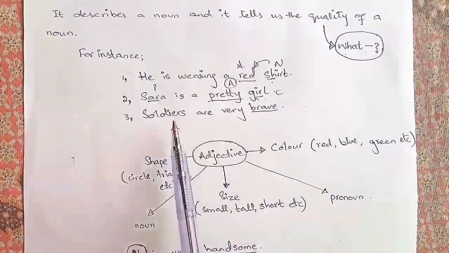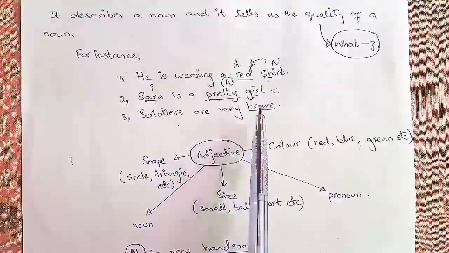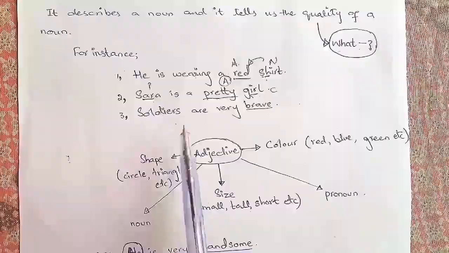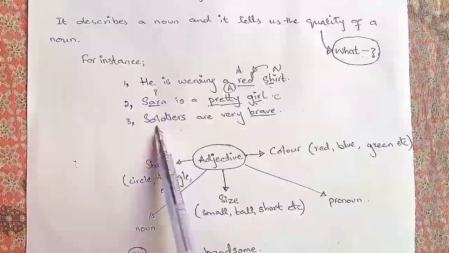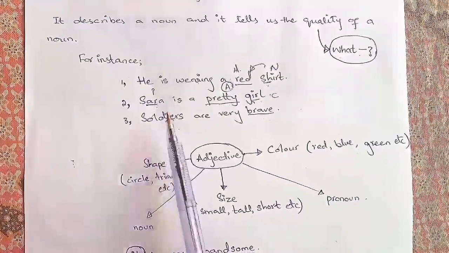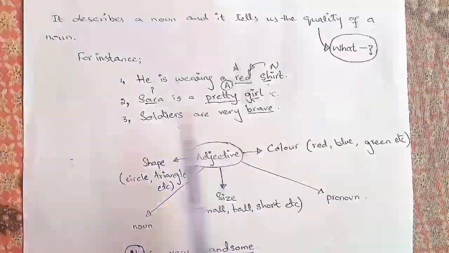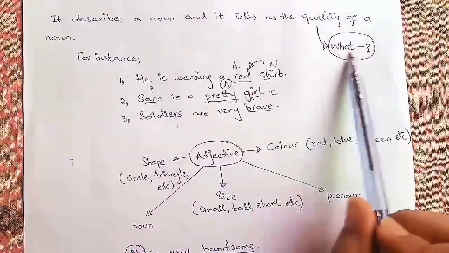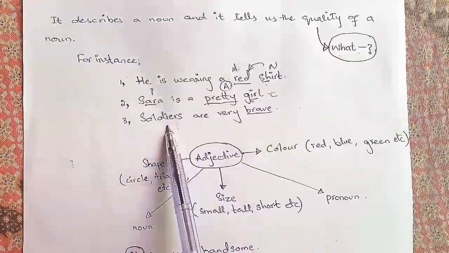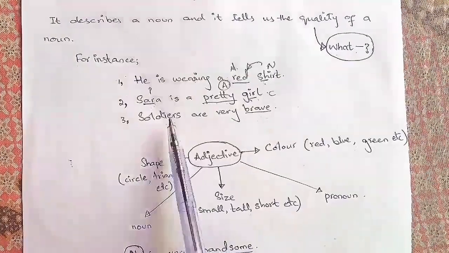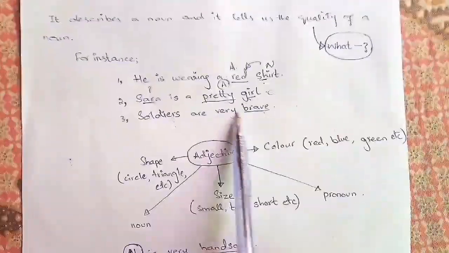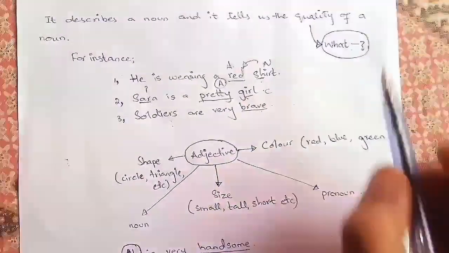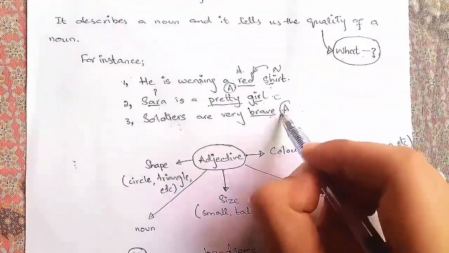Coming towards the third example, soldiers are very brave. In this example, first of all, you have to find out the noun, soldiers. Soldiers are the noun. So what did you learn about soldiers? What is the quality of a soldier? Soldiers are very brave. So brave is the quality. So this is the adjective.